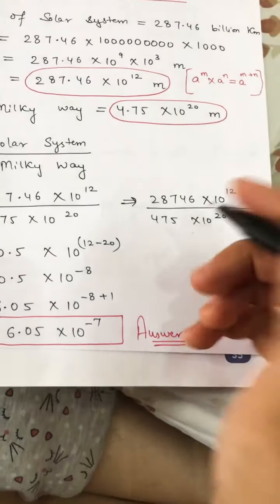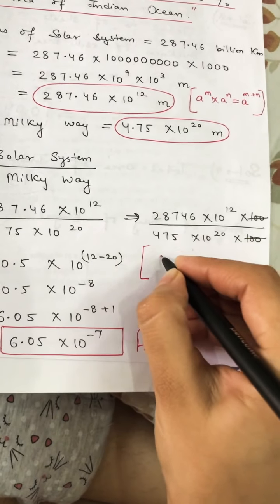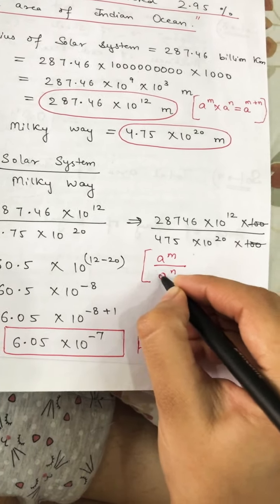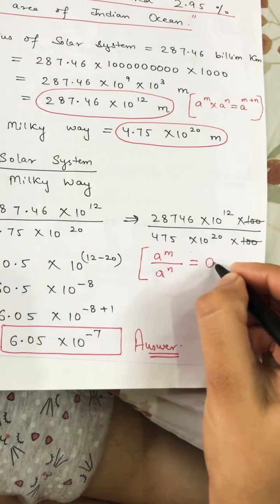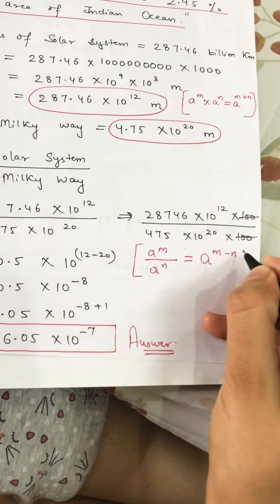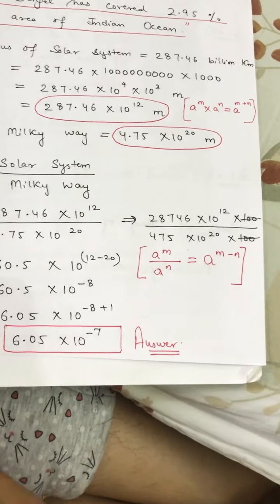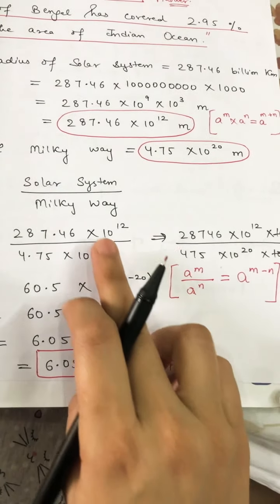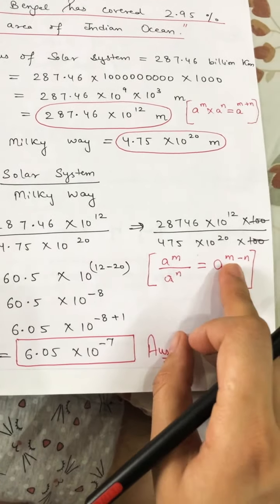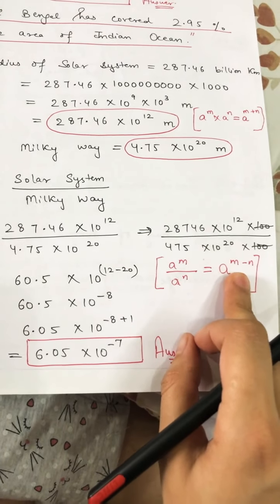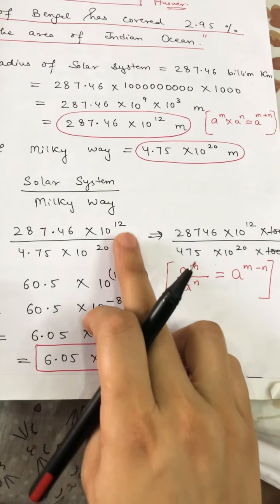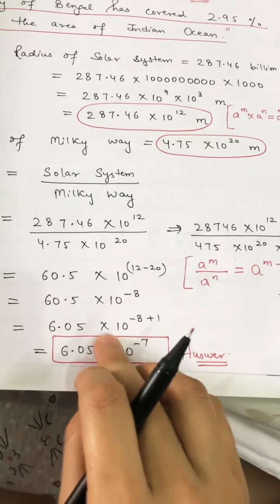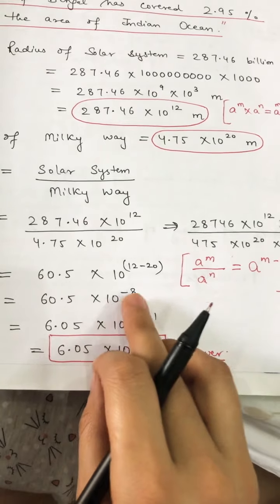Which law? This is the law here: a raised to power m upon a raised to power n is equal to a raised to power m minus n. Clear or not? Because the base is the same, the powers will be subtracted. You have to subtract the powers. Now 12 minus 20 is minus 8. Now 60.5 multiplied by 10 raised to power minus 8.